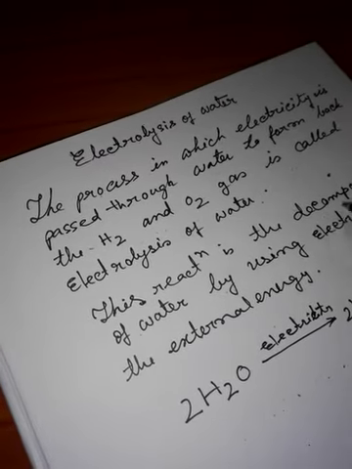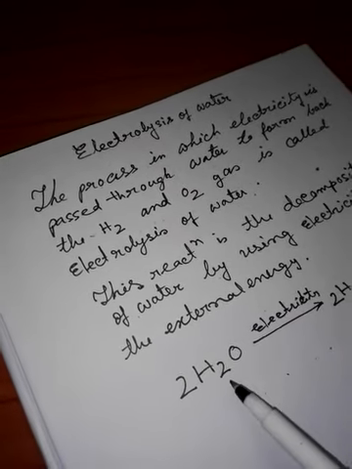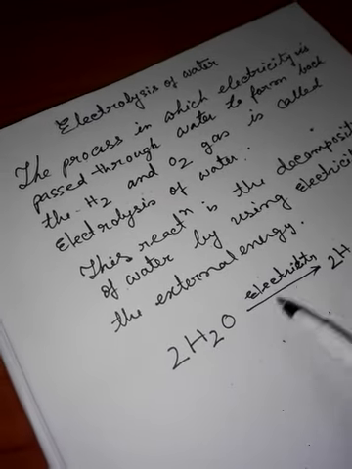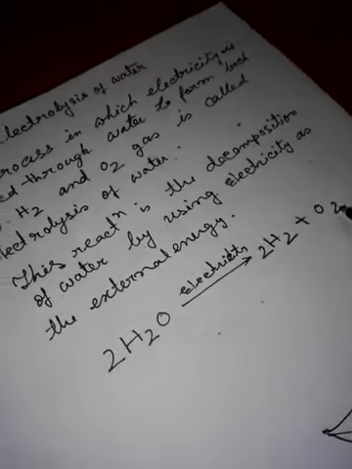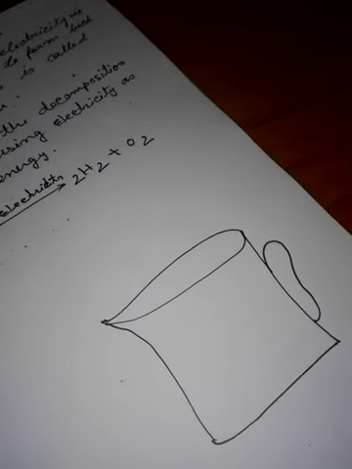Here it is a decomposition reaction where electricity is used as an external energy. So this is water, the reactant; electricity is passed through it, and it forms hydrogen and oxygen gas. So this is the electrolysis process. Now let us discuss the electrolysis process.